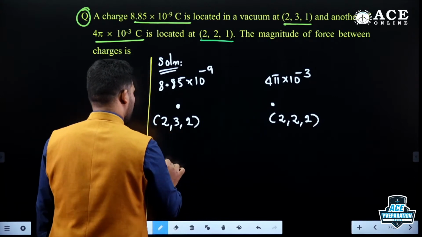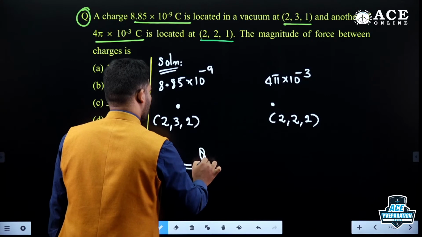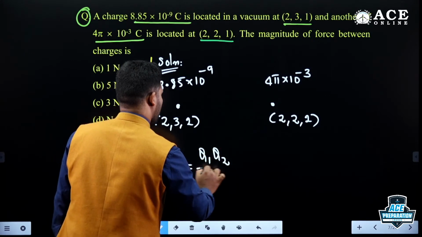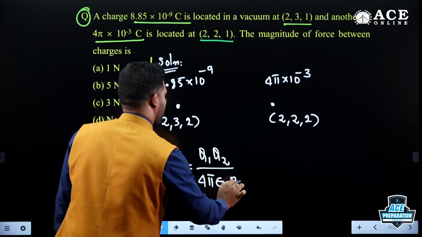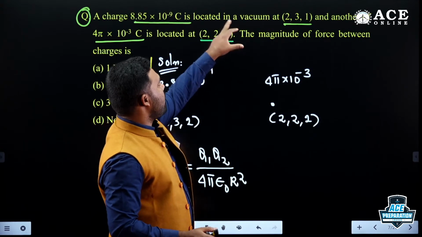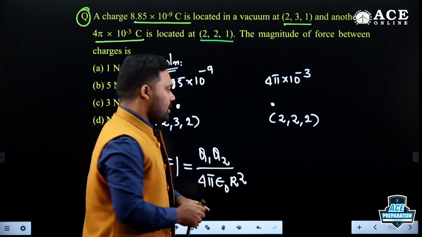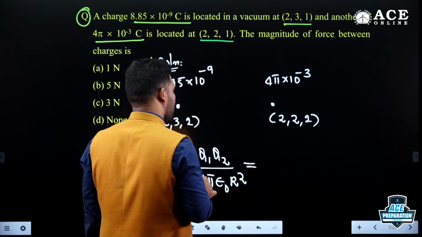So what is the magnitude of the force between two charges? Which is equal to Q1 into Q2 divided by 4 pi epsilon naught r square. Why have I taken epsilon naught? Because it is mentioned for the vacuum or free space or for the air, so epsilon r will be equal to 1. Just substitute all the values properly.